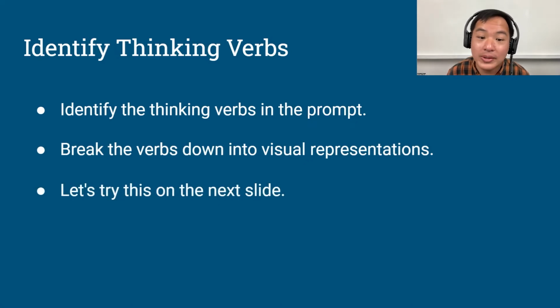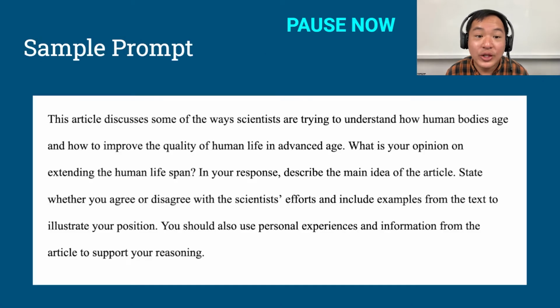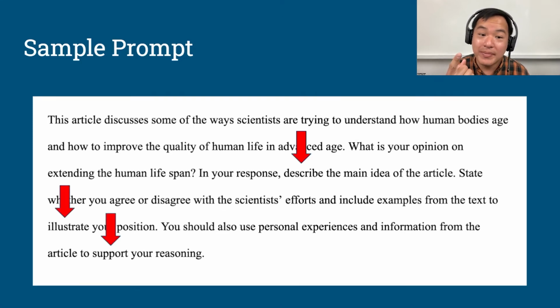I will give you a prompt, and I want you to identify all the verbs that might involve some kind of thinking action. You can now pause the video here and note down the verbs you identified. Great job. There are three main thinking verbs in the prompt that we will focus on today: describe, illustrate, and support.